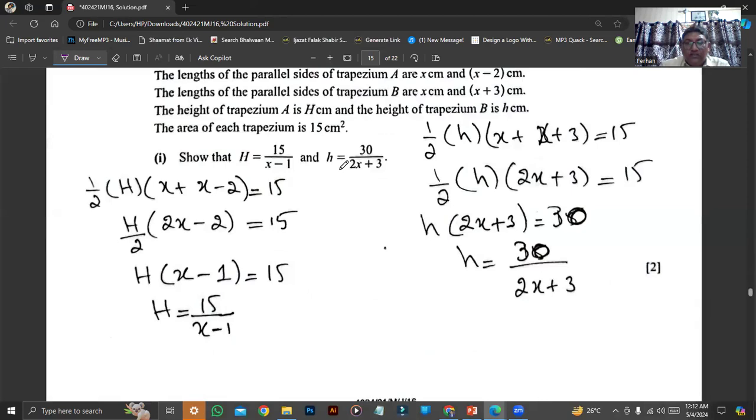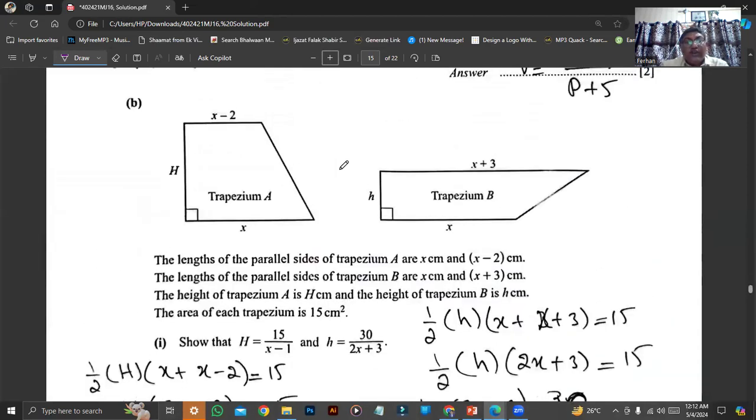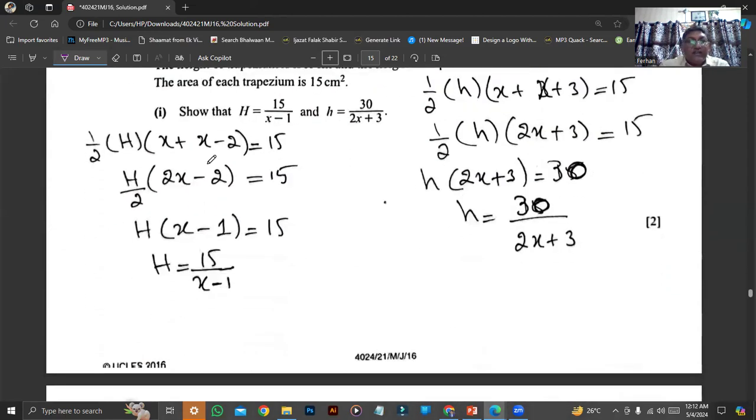You know the area of the trapezium formula is 1 by 2 into the height into the sum of the parallel sides. So I will apply that formula on trapezium A. We have 1 by 2 into the height into the sum of the parallel sides, equal to 15. The area of the trapezium is given. So you will have h by 2 bracket 2x minus 2 bracket close equals 15. So this 2 and these two 2's are cancelled. So you will have h bracket x minus 1 bracket close equals 15. So the capital H will be equal to 15 divided by x minus 1. This was what you were supposed to show.